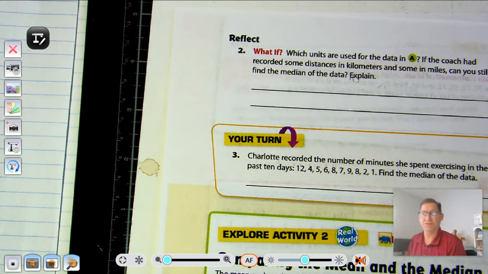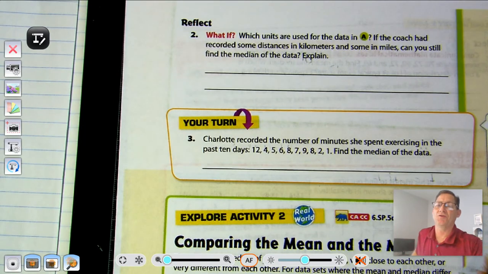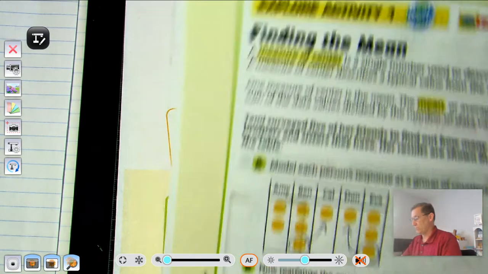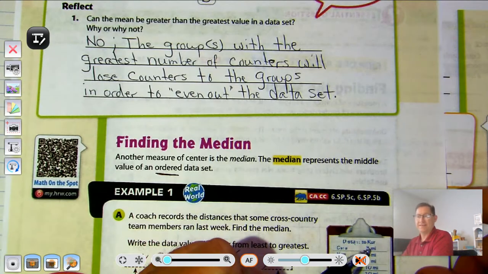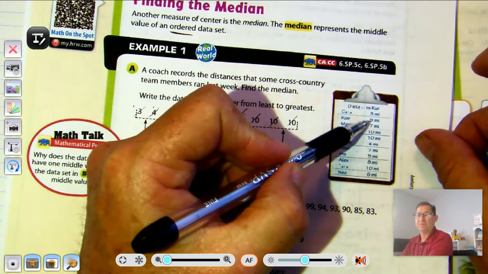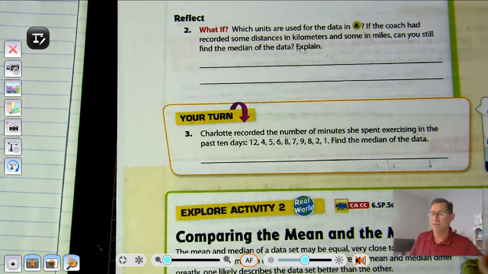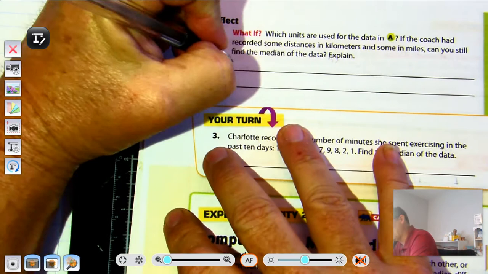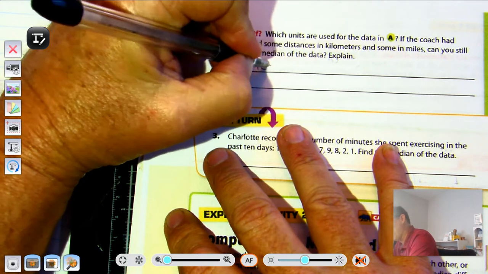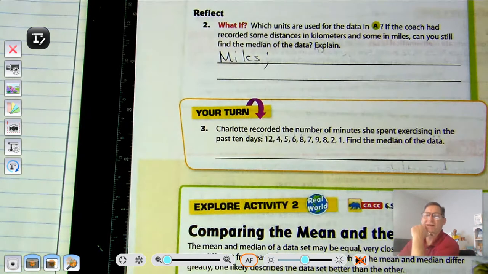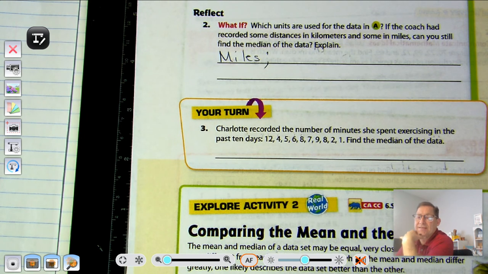All right, so let's look at number 2. Which units are used for the data in A? Well, in A, I notice that it says 3 miles, 5 miles, 7 miles, 10 miles, so on. So they're using miles. And they want to know if the coach had recorded some distances in kilometers and some in miles, can you still find the median? No, when we deal with median, we have to be using the same units. So you either have to convert everything to kilometers or everything to miles. So no.